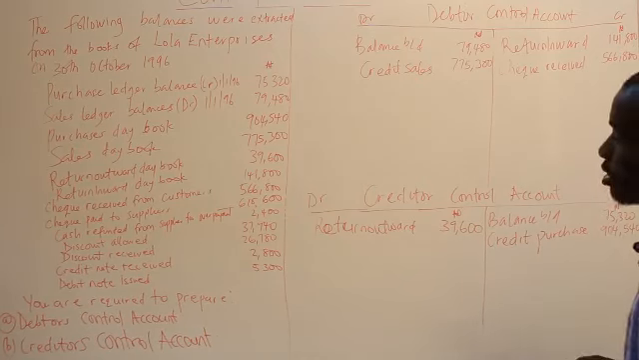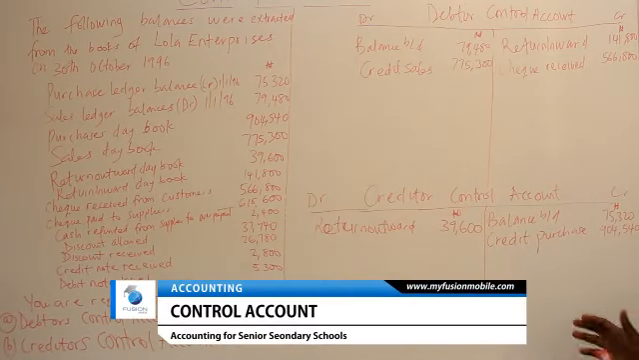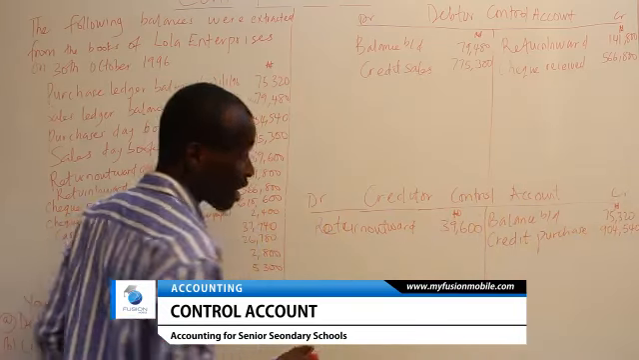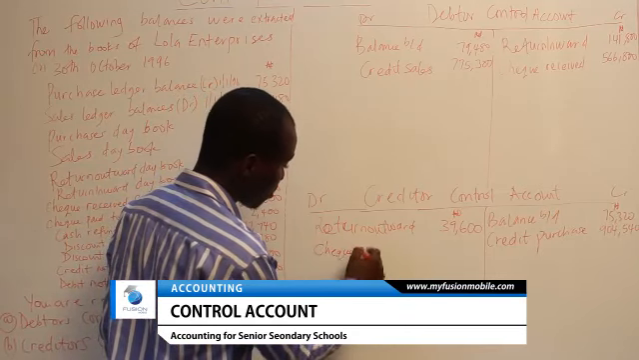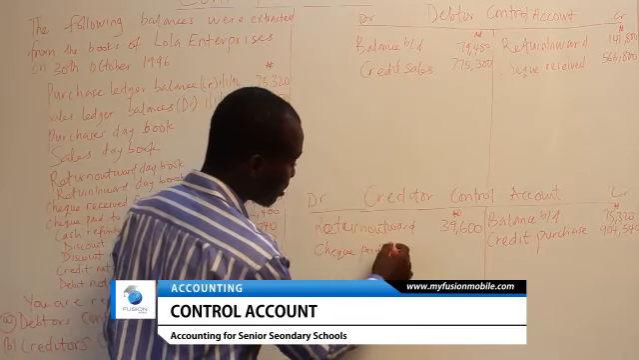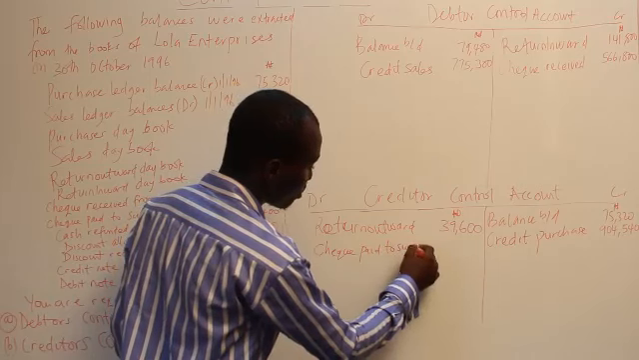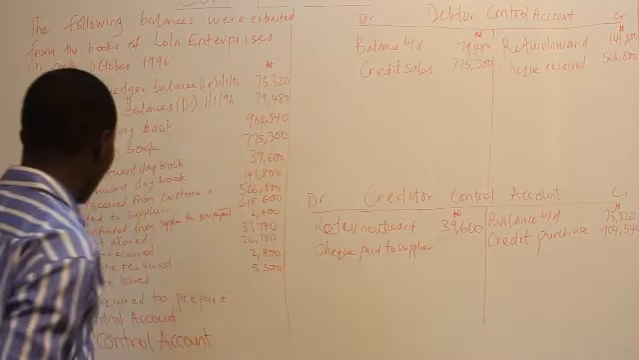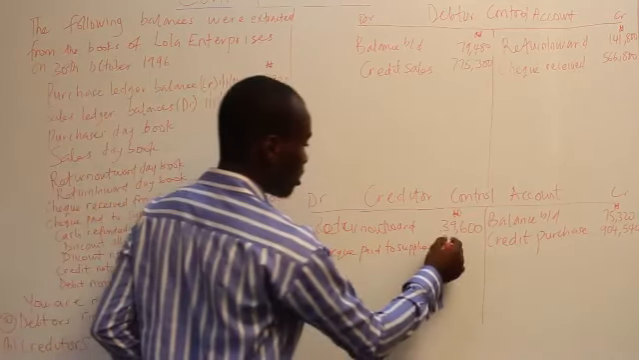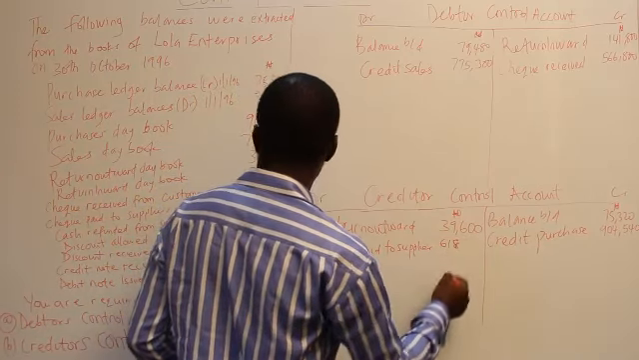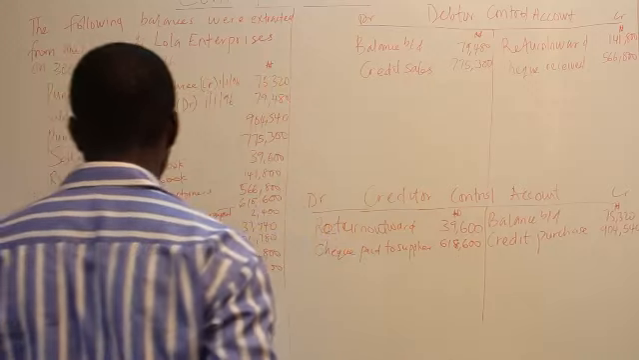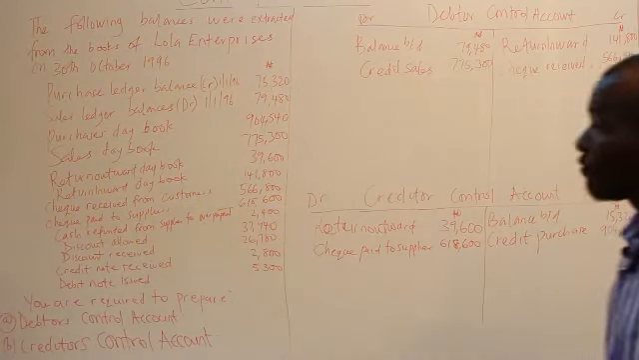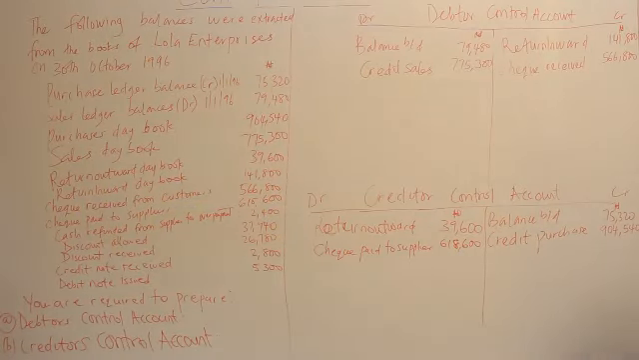So we have 566,800. So the next thing we have is cheque paid to suppliers. Once cheque is paid to supplier, what will happen? We debit the account of the supplier, which is the creditor control account. Paid to supplier, we have to debit that. So the account will be debited. So we have 618,600.